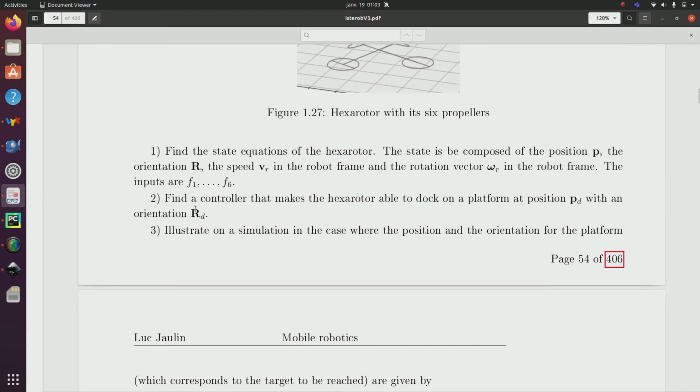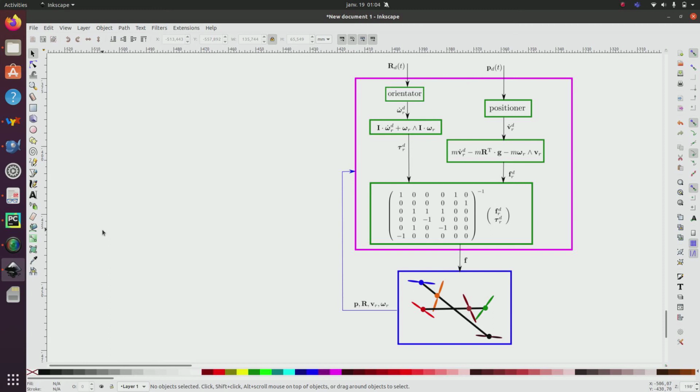I will now be able to answer the second question, which asks me to find a controller so that the hexarotor is able to dock on a platform at a given position and a given orientation. So I assume that I know this position and the orientation exactly, but I also need to know their derivative. For this, I will have to use what I have explained before and which is given here. But I have to add also an element which was not given before.